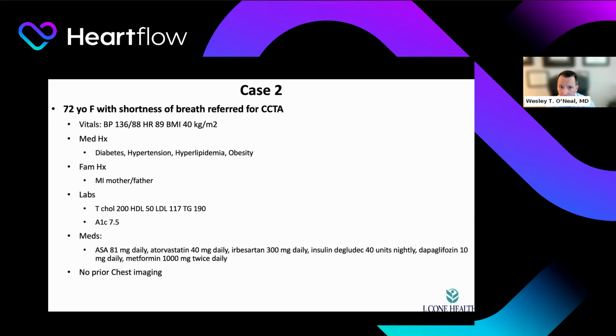The medications for this patient are shown below: aspirin 81, atorvastatin 40, irbesartan, insulin as well, 40 units of long-acting at night, dapagliflozin 10 milligrams daily, and metformin 100 milligrams twice daily. No prior chest imaging. We tend to use that a lot, especially for referring docs, because we want to know if there's calcium or not, or how much there potentially is for CTA. But we don't always have that information, and this patient had not had a prior calcium score.